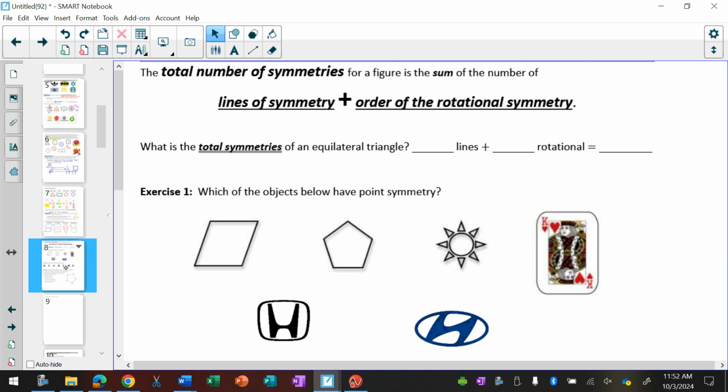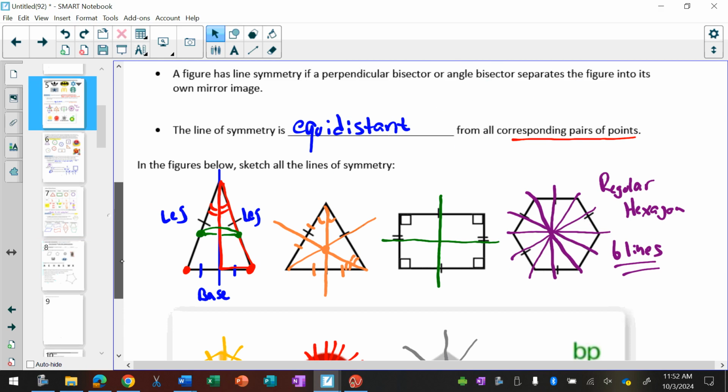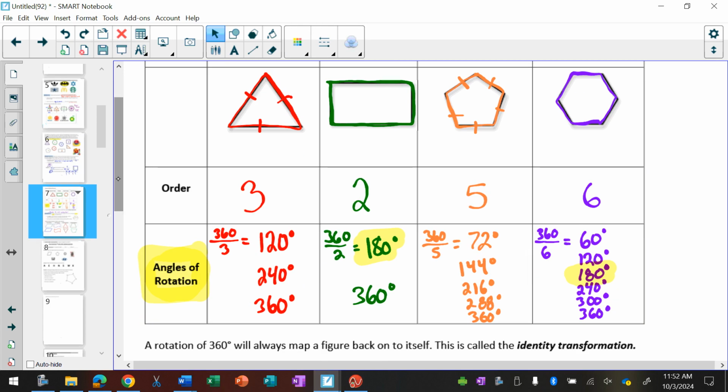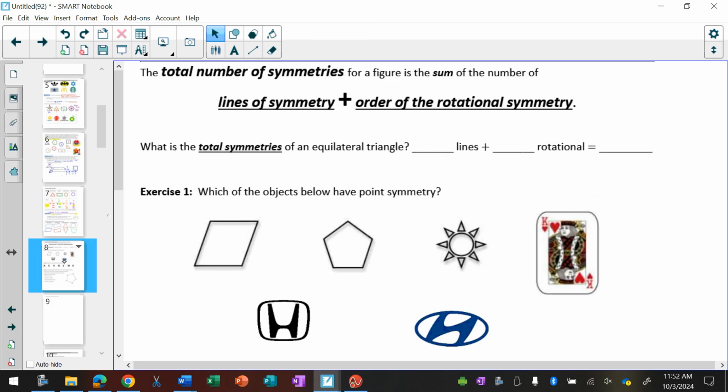So we just talked about lines of symmetry at the very beginning. So we can draw a line down the middle or fold the shape in half. We talked about rotational symmetries. How many times will it spin and land back on itself? So total symmetries is when we add them together.